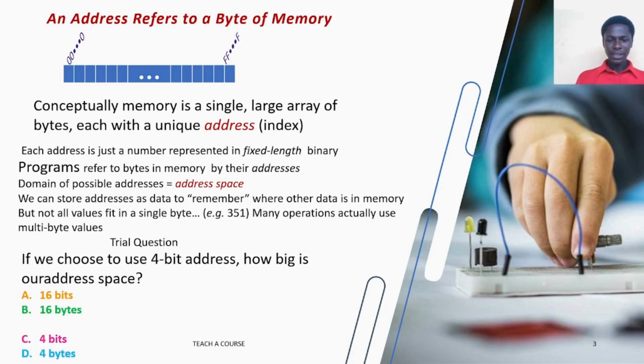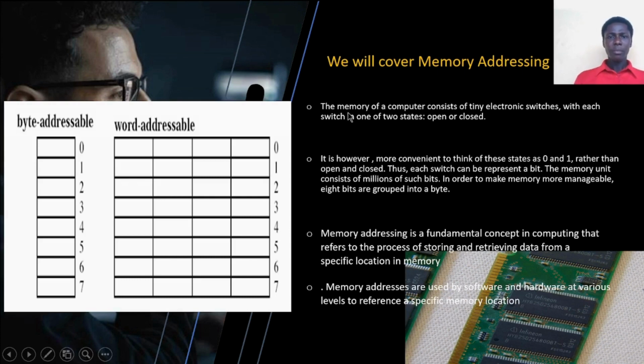But let's move on. The memory of a computer consists of tiny electronic switches, with each switch in one of two states, that is open or closed. It is, however, more convenient to think of these two states as zeros and ones, rather than open and closed. Thus, each switch can be represented as a bit. And the memory unit consists of millions of bits. In order to make memory more manageable, 8 bits are grouped into bytes.